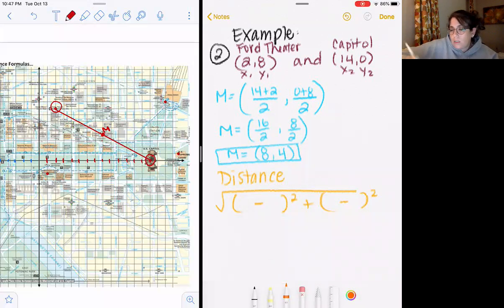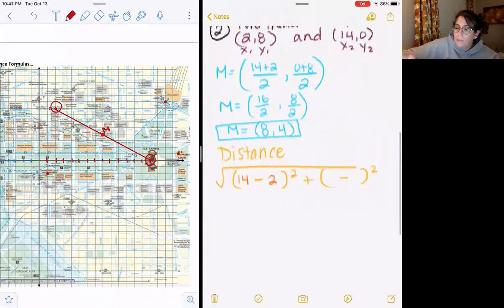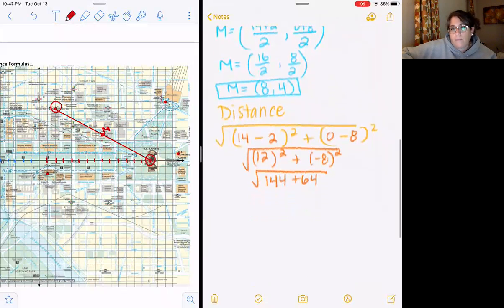Then you can do the same values you did. So 14 minus 2 because those are the x's. And then you can do 0 minus 8, the y's. So 14 minus 2 is 12 squared plus negative 8 squared, right? Which is 144 plus 64, always positive, because negative times negative is positive when you square it. So 144 plus 64, I need my handy dandy calculator. 144 plus 64 is 208, and that is not going to be a whole number.